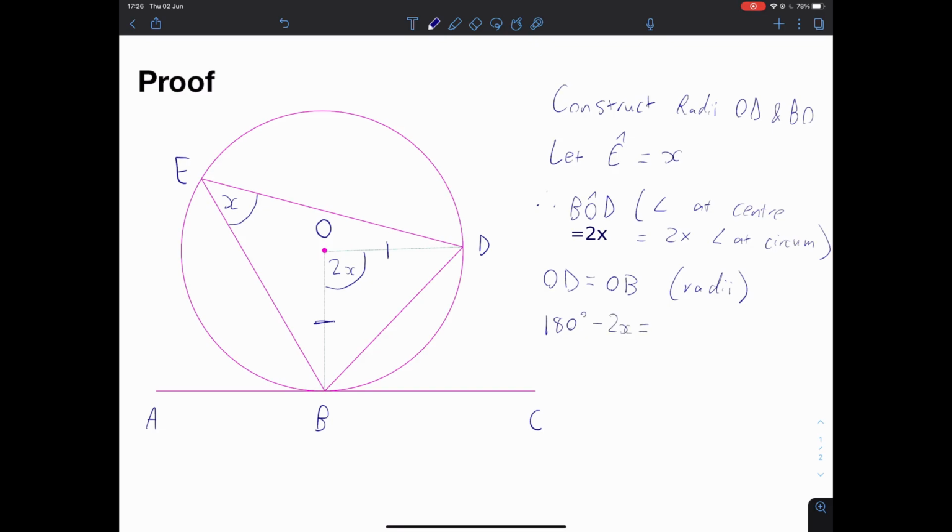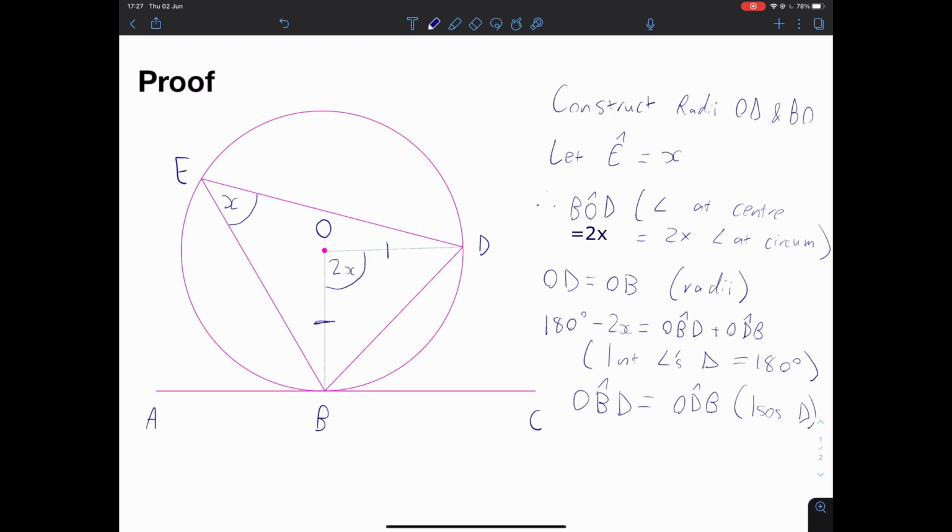180 degrees minus 2x, which is BOD, is equal to OBD plus ODB. The reason we'll give for this is interior angles of a triangle are equal to 180. Now, let's look at those two. We've concluded that these two are equal, but we need to put that down in our reasoning so that the examiner knows. So let's put it down: OBD is equal to ODB, for the reason which is simply isosceles triangle. This isosceles triangle has been formed by the radii.